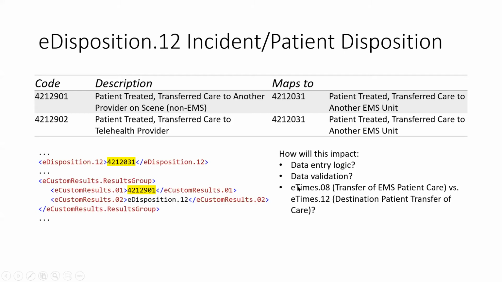Okay, so the things you'll want to take back and think about is, how does this affect data entry logic in your software, and data validation. Of course, data validation rules in Schematron files that key off of this disposition of treated and transferred care to another EMS unit, those rules are going to trigger on these calls. And then down in the custom results is where we will see the actual code, the custom code for that disposition. But that standard code will trigger validation rules. And so we wanted to be careful about that.